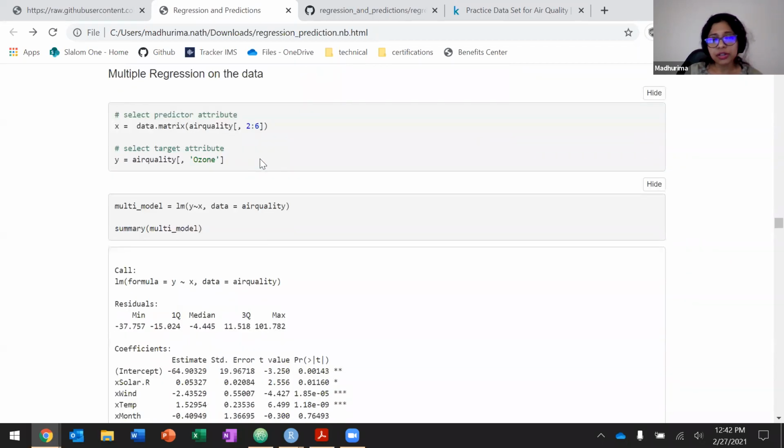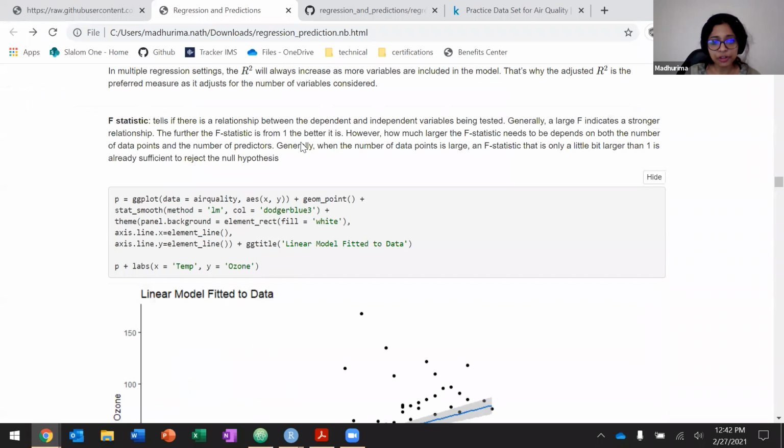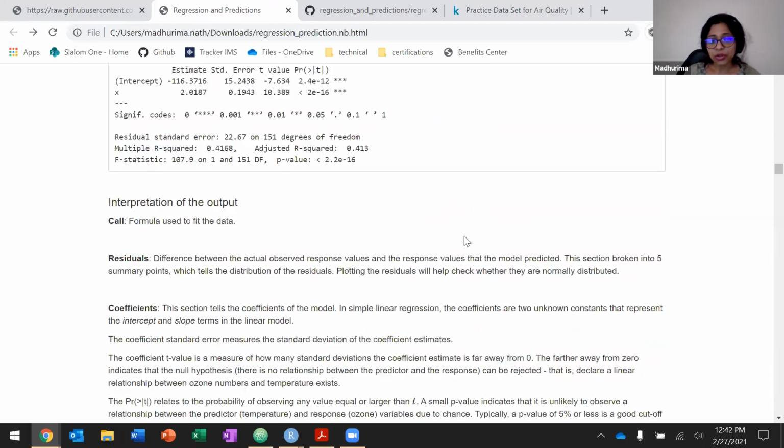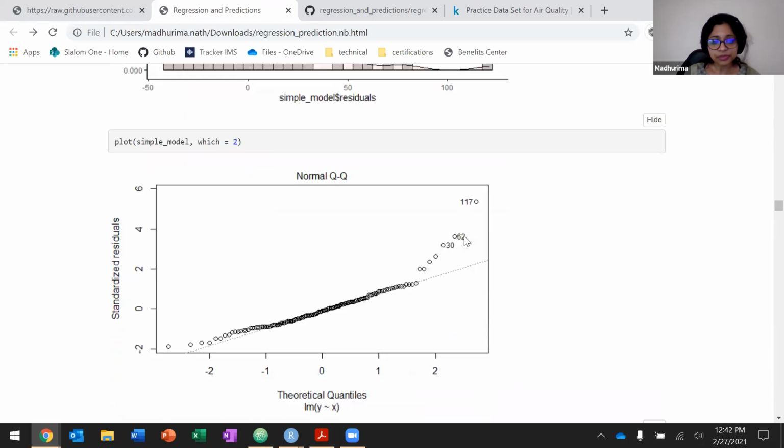Next, we will move on to the multiple regression on the data. I'm going to use the same data set, but instead of just using the temperature, I'm going to use all of the variables. Let me give you a peek at the data set again. So we have all of these variables. Ozone is again going to be my target, but now I am going to include solar radiation, wind, temperature, month, and day, all of these 5 in my model, because I want to do a multiple regression.